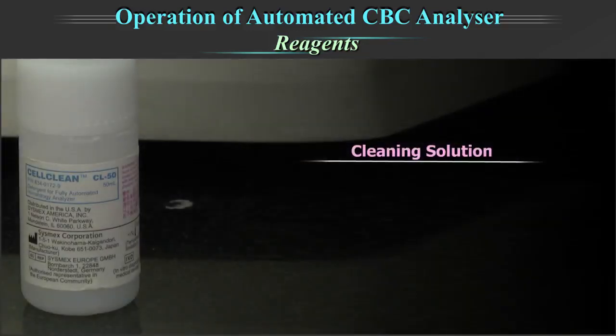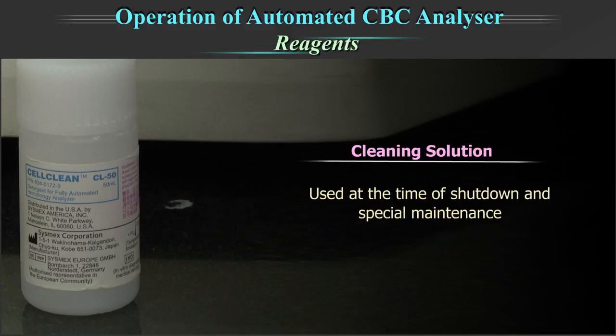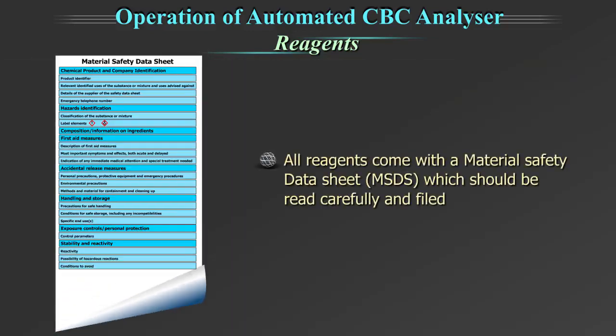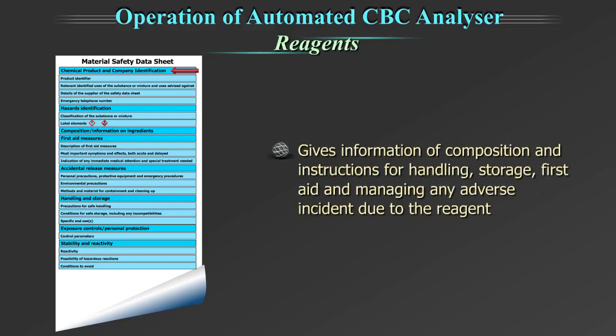Cleaning solution, for example, Cell Clean. It is used to clean the instrument. It removes residuals of lysing reagent, cellular residues, and blood proteins from the hydraulic systems, detector block, aspiration tube, and flow cell. It is used at the time of shutdown and special maintenance. All reagents come with a Material Safety Data Sheet, or the MSDS sheet, which should be read carefully and filed. It gives information on composition and instruction for handling, storage, first aid, and managing any adverse incident due to the reagent.